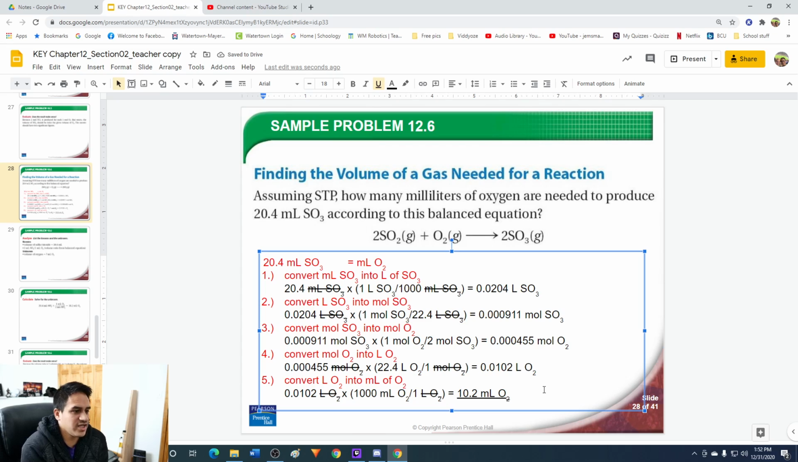Now, that is probably the longest problem that you would ever face in this chapter for the most part. A lot of conversions, but we've learned how to do conversions. We've learned how to convert between liters and moles. We've learned how to convert between grams and moles. We've learned how to convert between milliliters and liters. This is just a metric conversion. So all these conversions that we're doing, although it looks complicated, we know how to do all this. It's just trying to figure out the process to make sure we know what unit we need to get into next and what conversion factor we need to get there.